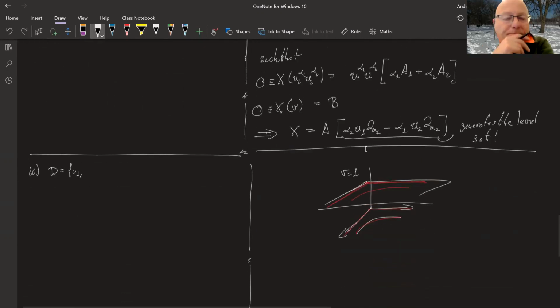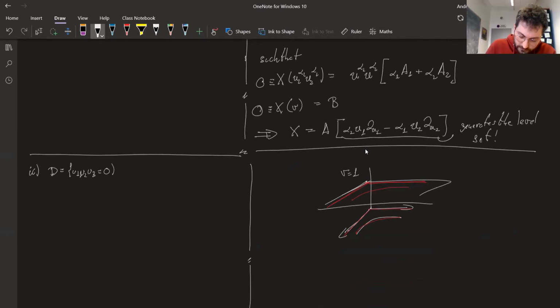Yeah, okay. So now u2, u3 equals 0, and x1, x2 equals 0. So both of them. And let's take x1 equal to u1 alpha 1, u2 alpha 2, u3 alpha 3, and x2 given by u1 beta 1, u2 beta 2, u3 beta 3.